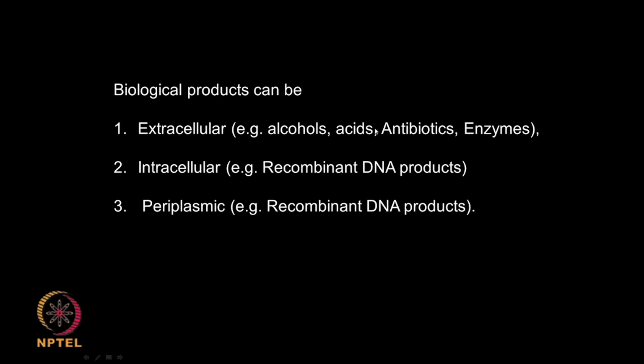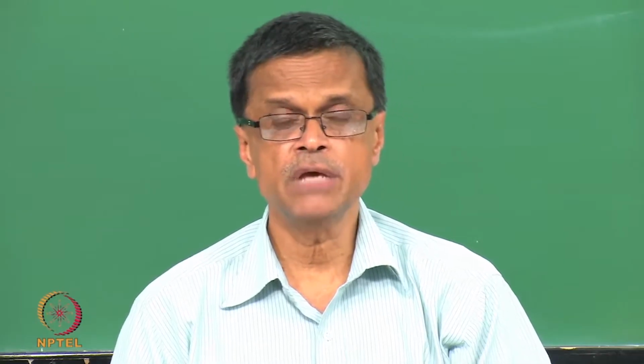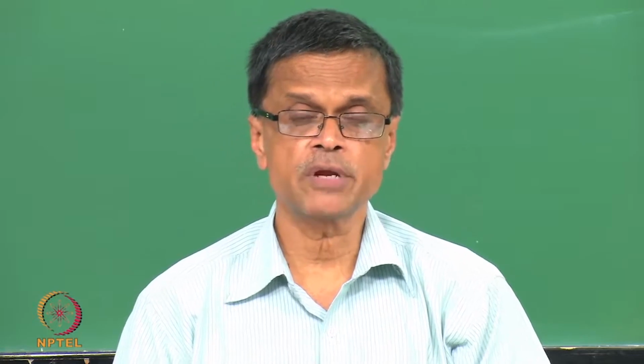Extracellular products could be alcohols, acids, antibiotics, enzymes. They all come out into the extracellular medium. So, there is no problem if it is an extracellular product. All you have to do is, after the fermentation, remove the cells by centrifugation or filtration, and then start processing the liquid. Whereas if it is an intracellular or a periplasmic material, then we have to harvest the cells. That means we need to collect the cells, not the liquid medium. We collect the cells and then we have to break the cells to recover our product.